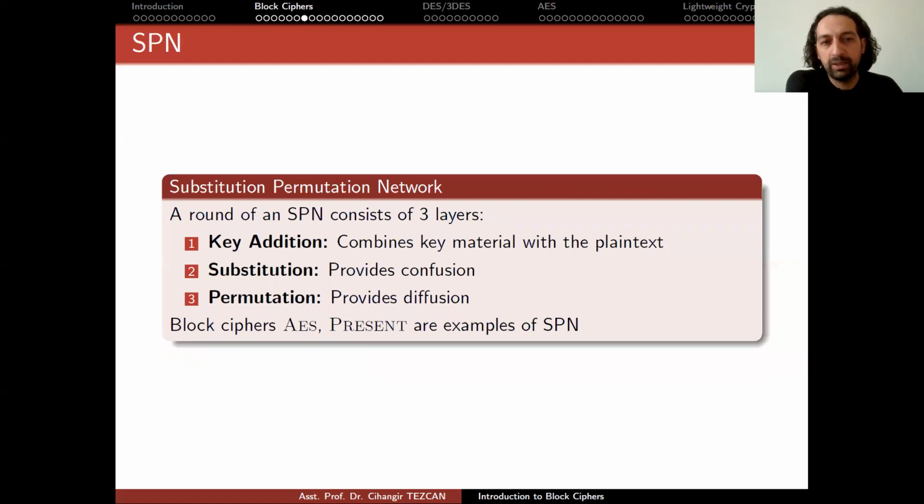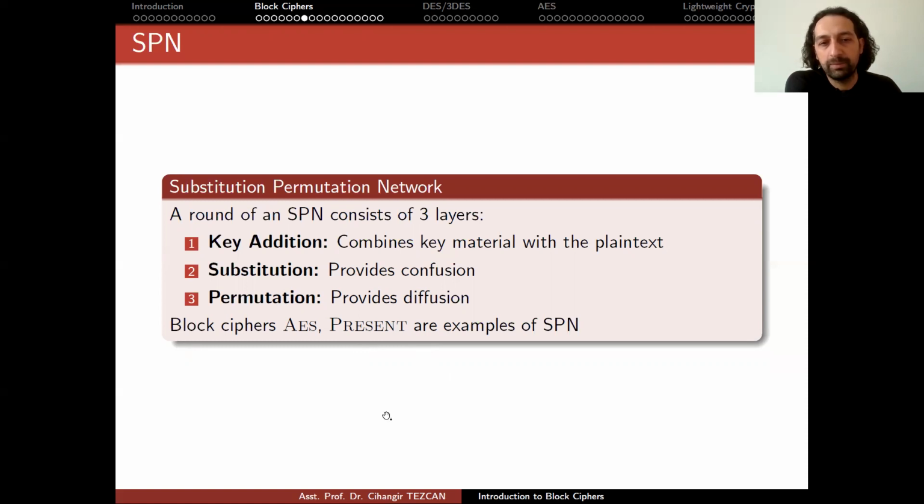A round of an SPN consists of 3 layers: key addition, substitution, and permutation. Key addition combines the key material with the plaintext. This is the place where you use your round key. Substitution provides confusion, and the permutation layer provides diffusion.